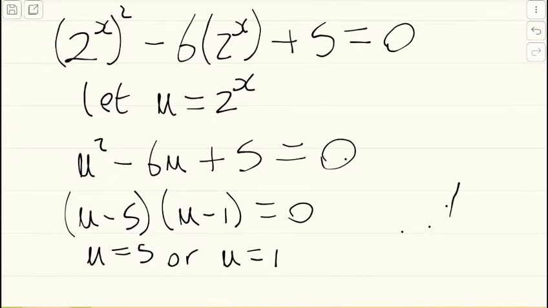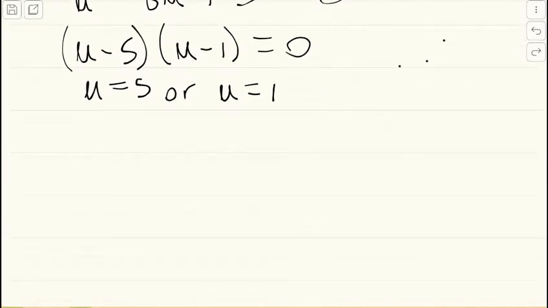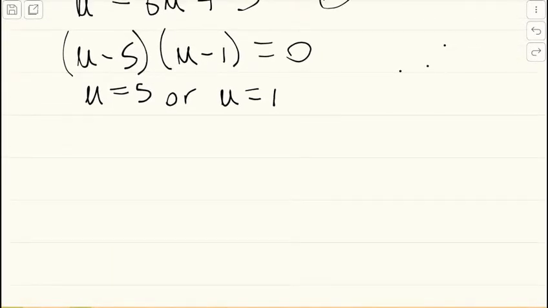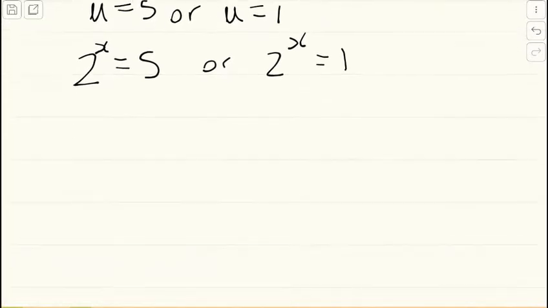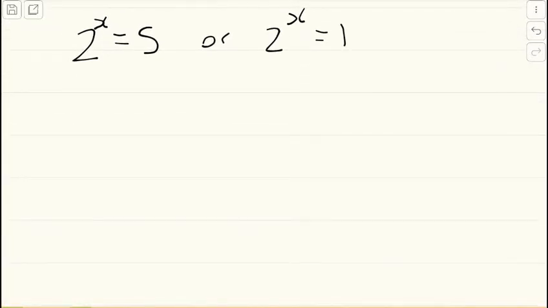Now remember, we have that u was equal to 2 to the power of x. So what that means is, instead of saying u equals 5, we say 2 to the power of x is equal to 5, or 2 to the power of x is equal to 1. Now with 2 to the power of x equals 5, I'm just going to solve that using the idea of taking logs of both sides.